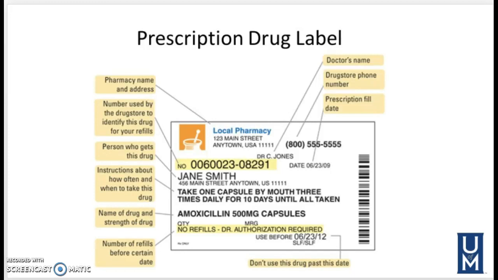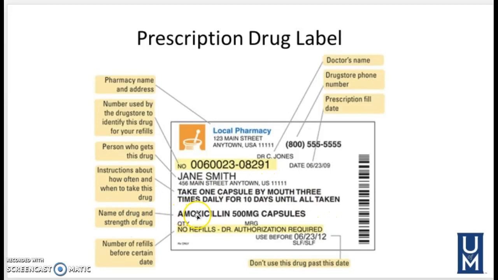There's a number used to identify the drug, and you can see it there in that yellow box right here. We have our patient's name, very important, our patient's name and their address. We have our instructions. So here it says take 1 capsule by mouth 3 times daily for 10 days until all taken. So this patient's going to be taking 1 capsule 3 times a day for 10 days and make sure they're all gone.